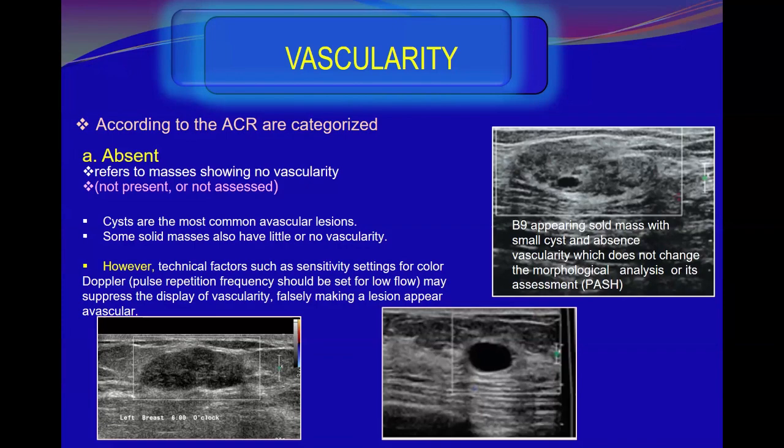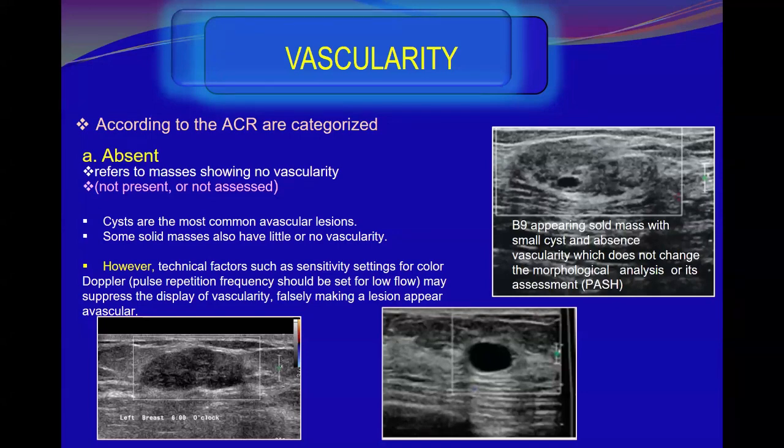Okay, absent vascularity: not present or not assessed. While reporting, if you do not assess the vascularity, you can say vascularity absent, not assessed. If it is not assessed, it is also considered to be absent. Here we have 3 examples of absent vascularity. No vascular echoes seen within the color box.